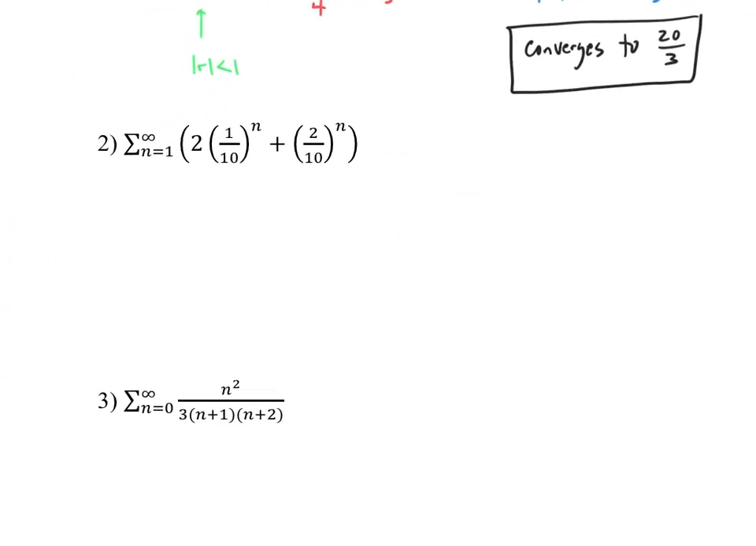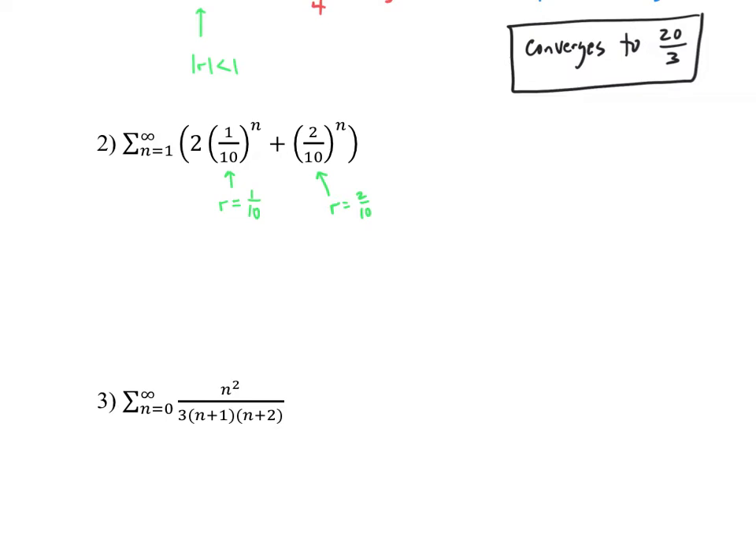For number 2, we have another geometric series, although we have 2 separate ones. Keep in mind that the r value here is 1/10, and that's a convergent r value. So again, that's in between -1 and 1. And then this r value here is going to be 2/10, and that of course also fits into the category of a convergent geometric series.